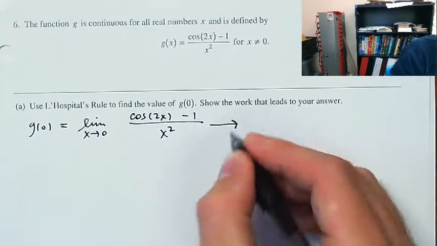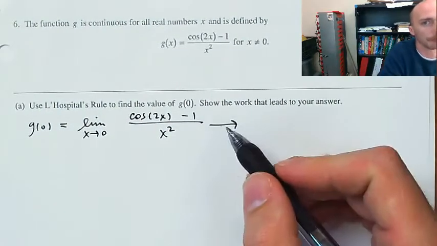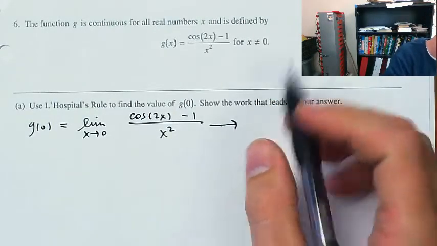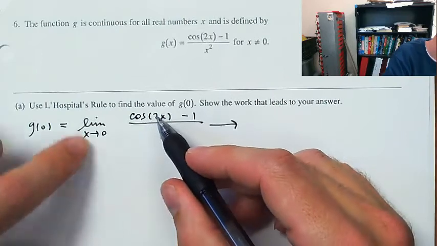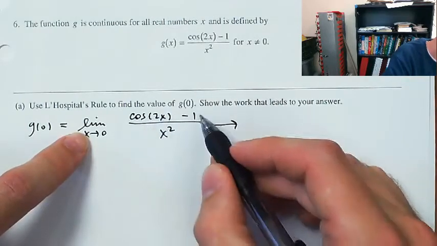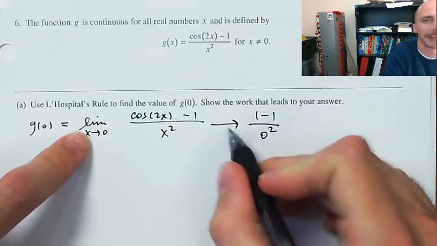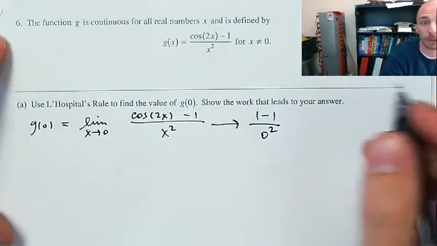Now this is going to, not equals, do not say equals 0 over 0. 0 over 0 is not a real number, so it can't be equal to anything. This is going to, cosine of 0 is 1, minus 1, over 0 squared, right? Use that arrow, so it's going to 0 over 0. So I'm going to use L'Hopital's rule.